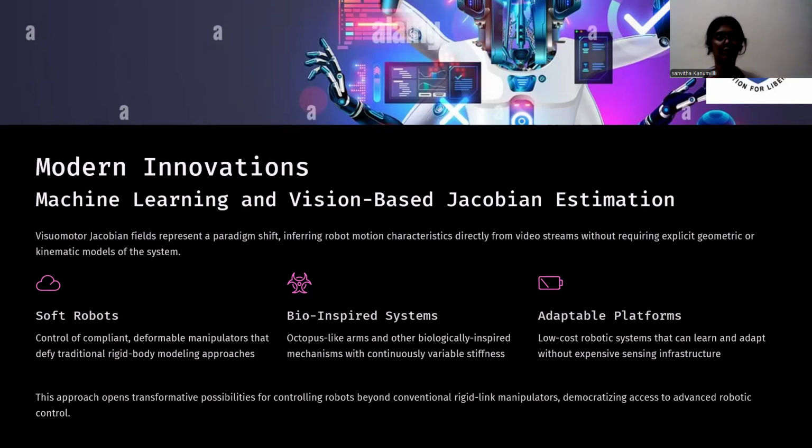Soft robots: control of compliant deformable manipulators that defeat traditional rigid-body modeling approaches. Bio-inspired systems: octopus-like arms and other biologically inspired mechanisms with continuously variable stiffness. Adaptable platforms: low-cost robotic systems that can learn and adapt without expensive sensing infrastructure. This approach opens transformative possibilities for controlling robots beyond conventional rigid manipulators, democratizing access to advanced robotic control.